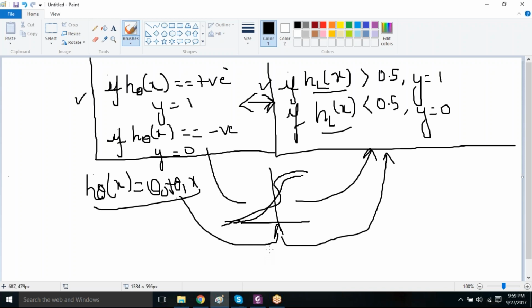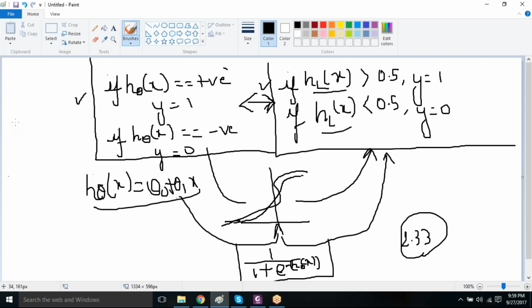This sigmoid function is 1 upon 1 plus e. E is basically exponential, that value 2.33, you remember exponential? So 1 upon 1 plus e raised to the power minus this linear regression value. This is the sigmoid function. Like I told you, the parabola equation is something like this. Similarly, the equation of sigmoid is something like this.